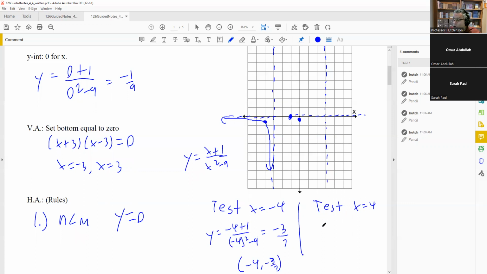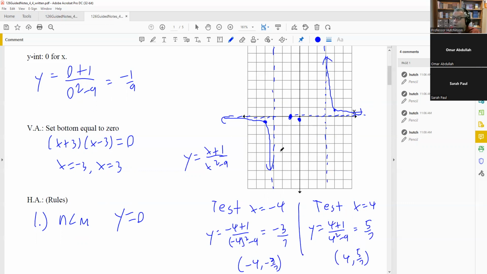Next, for x is equal to 4, we have y equals (4 plus 1) over (4 squared minus 9). And that one we get 5/7, which means the graph is going to go through 4 and 5/7. So 4 and 5/7 will be about right here. Now it tells us the graph is going to be in the upper portion, like that. So now I know that that graph is going to look like this. So now I have the two end pieces. That's how you can determine what the end pieces are.